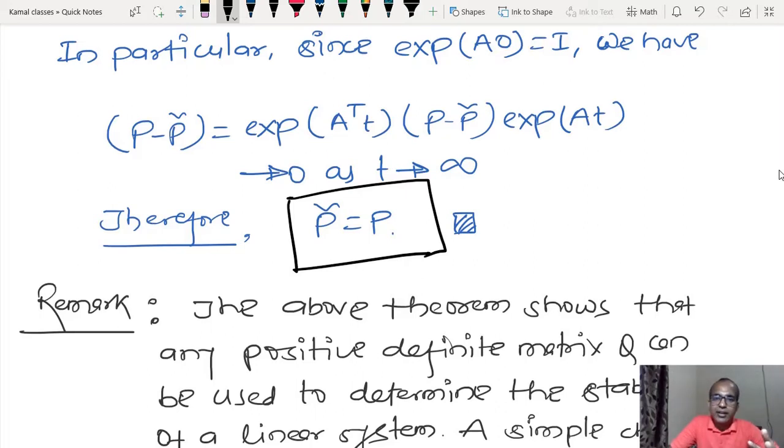Then proof by contradiction. After that, proof by counter example. After that, I have proved why P is positive definite. Okay, so I have taken that P is not positive definite, and after that I have proved. That is called proof by contradiction.